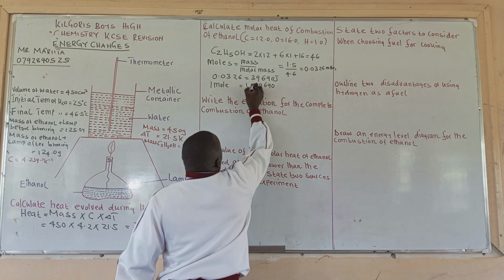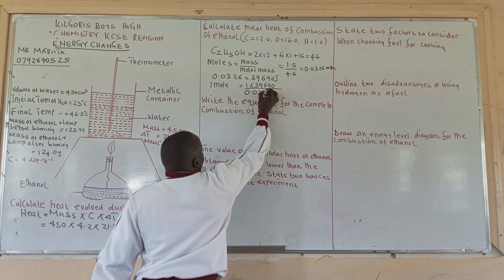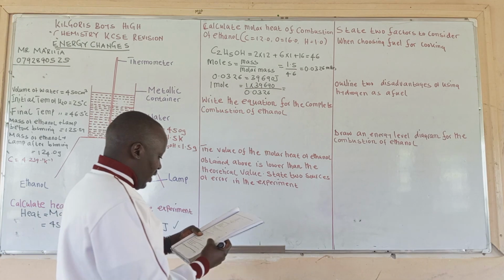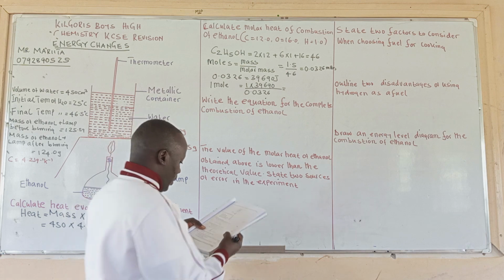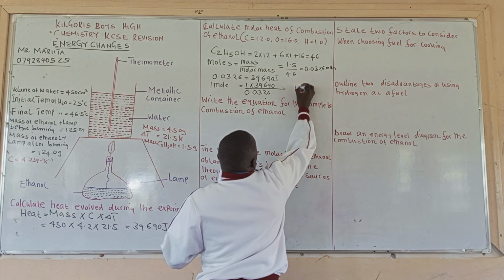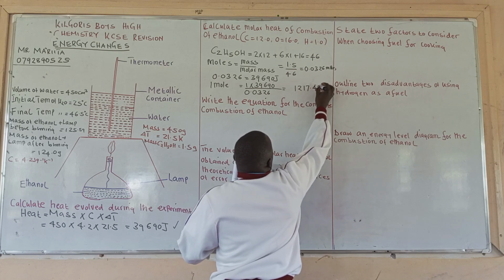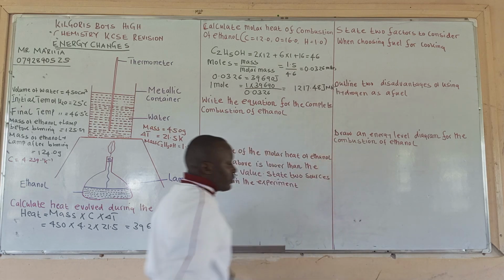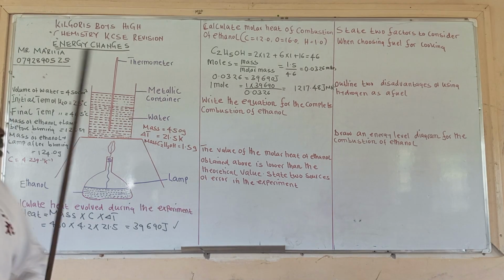In this case, you divide by the number of moles, 0.0326, and this will give us 1270. So we have 17.48. So we have this as 12, 17.48. So this one now you will have as joules per mole.